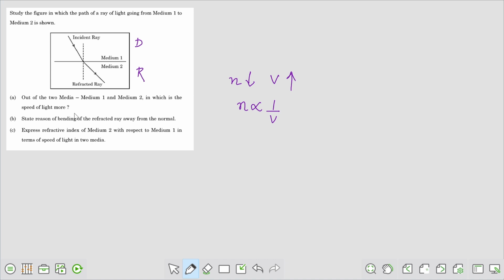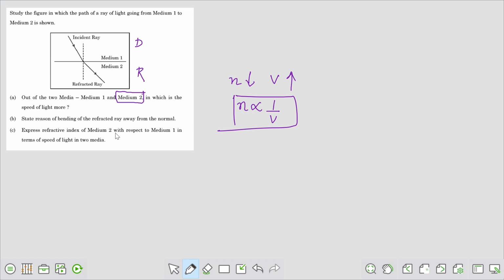So in which medium is the speed of light more? In medium 2, because the light ray is moving away from the normal, which means that the refractive index is less. Lesser the refractive index, more the speed. State the reason for the bending of the refracted ray away from the normal. We already stated, because refractive index is inversely proportional to the speed of light. As the ray is moving away from the normal, it means that the refractive index of that medium is less. So lesser the refractive index, more is the speed of light.